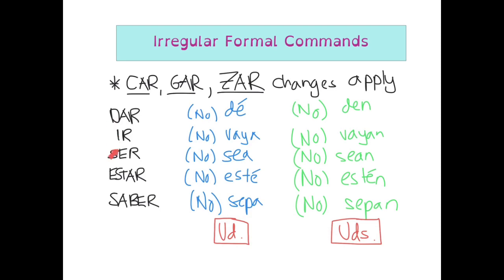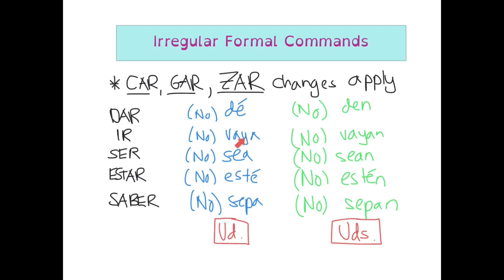Then you'll see the same 5 irregular verbs that we saw in the tú commands, the negative tú commands specifically, are pretty much the same as far as their conjugations go. There's just no S's anywhere. So they're the forms you would expect if you've seen those negative tú commands before. Dar, to give, would be dé, con acento, or den.